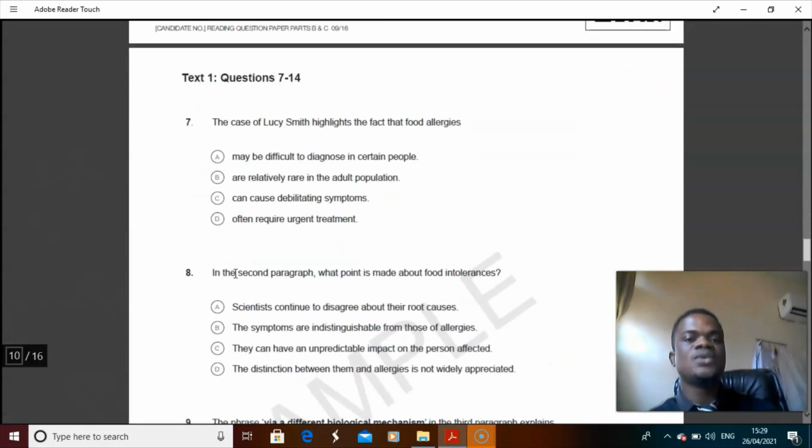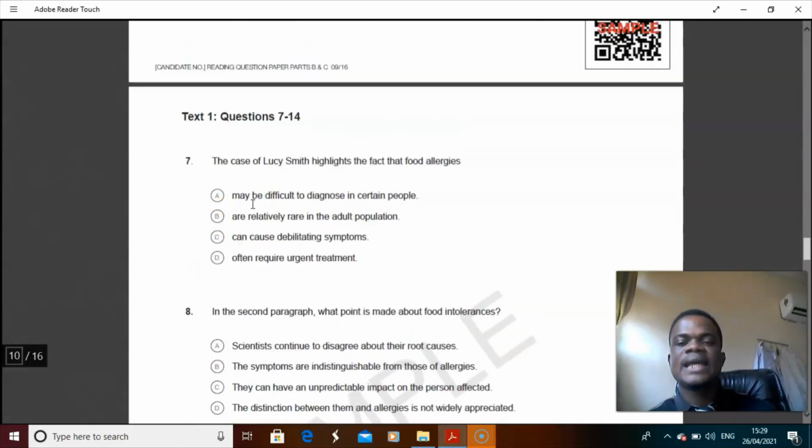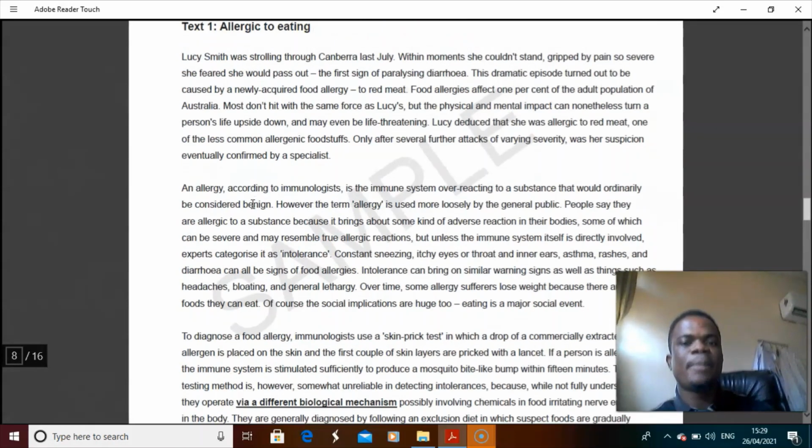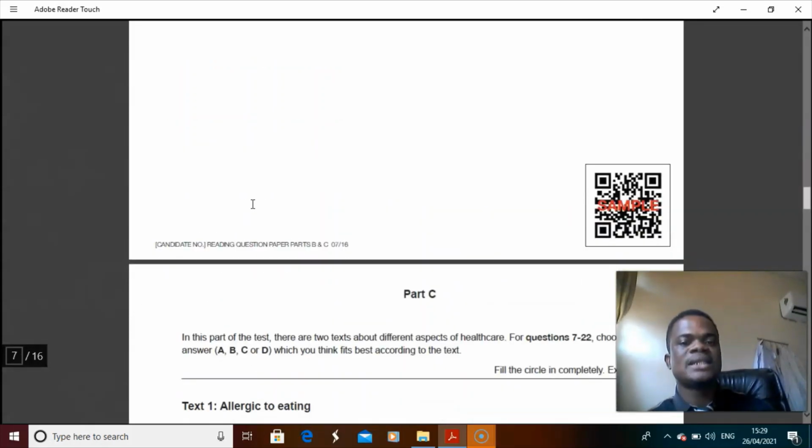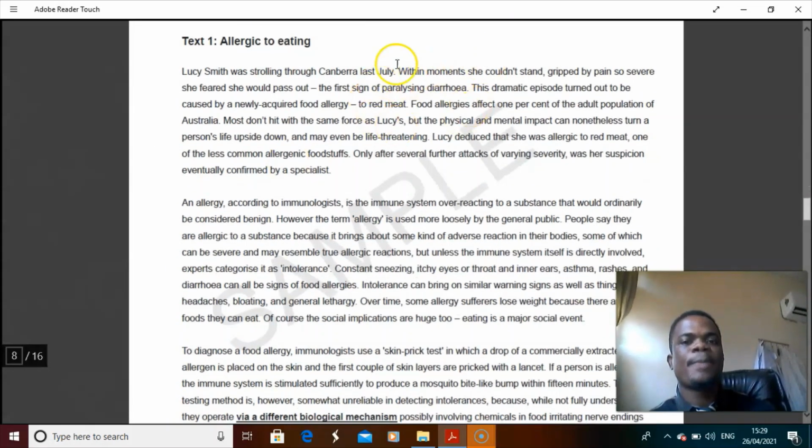Rather, what you do immediately you get here is note the title of your text and then come to the first question, which is question number 7. The question says, the case of Lucy Smith highlights the fact that food allergies... So you read these options and then go back to the passage. When you go back to the passage, you start from the first paragraph. You look for the answer here.